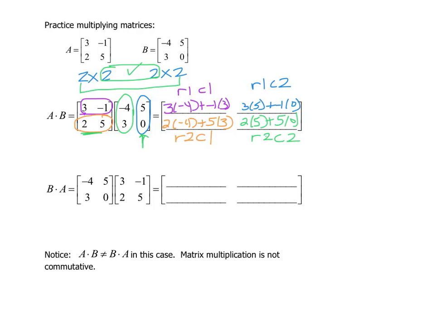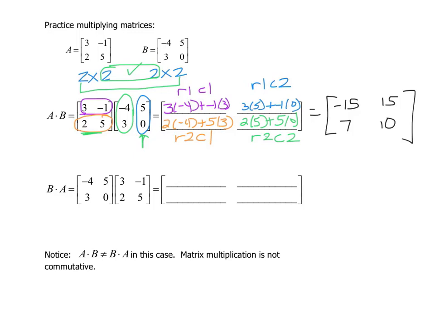So if I do this multiplication, I should end up with the following matrix. So negative 12 plus negative 3 is negative 15. 15 plus negative 1 times 0, that's 0, that's going to be 15. Negative 8 plus 15, that's going to be 7. And 10 plus 0, that's going to be 10. So let's do B times A.